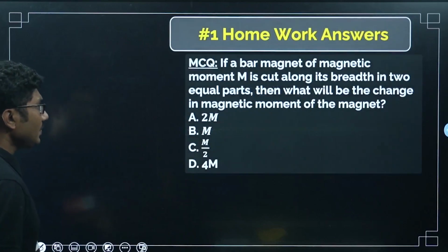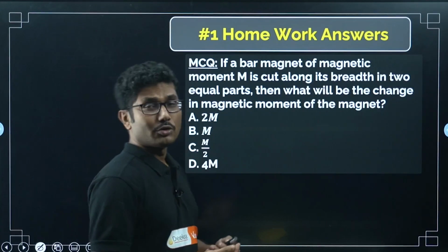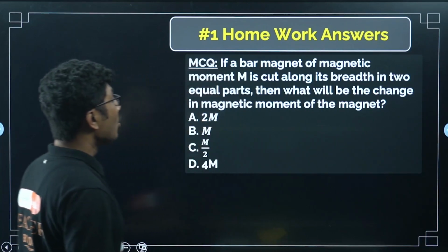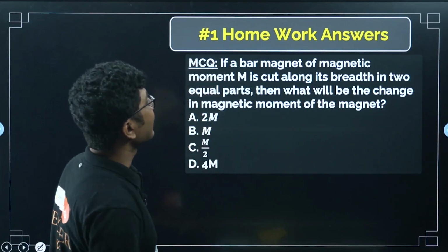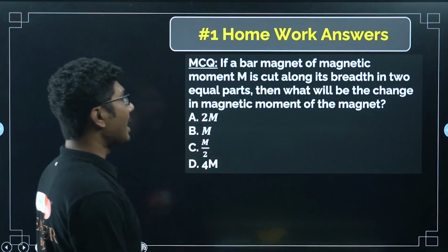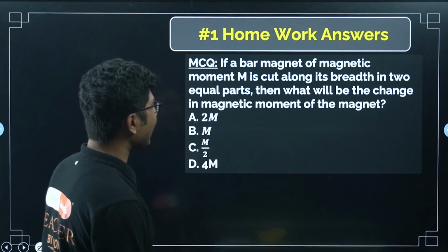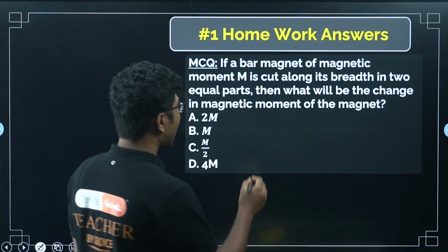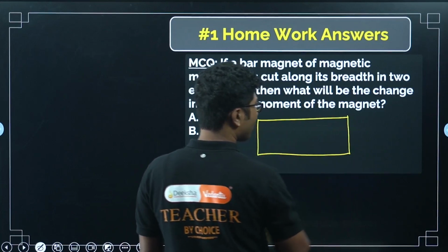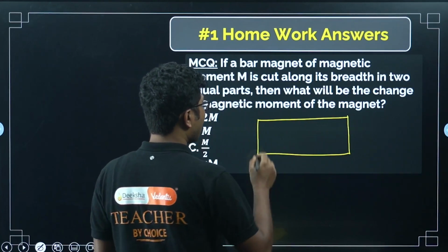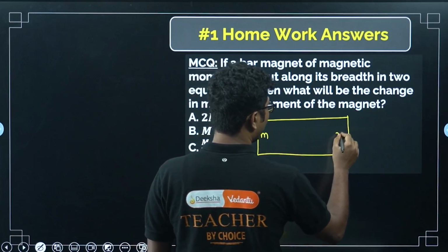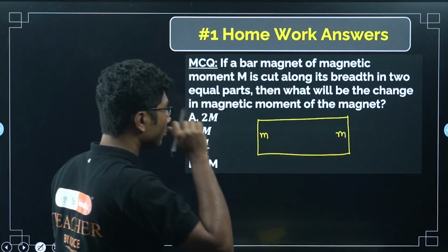Now let us go back and solve yesterday's homework problems. If a bar magnet of magnetic moment m is cut along the breadth into two equal parts, then what will be the change in its magnetic moment? So we have a magnet. I have solved one similar problem. These problems are very common, and the magnetic moment is given. Suppose the pole strength is small m. Both of them are the same.